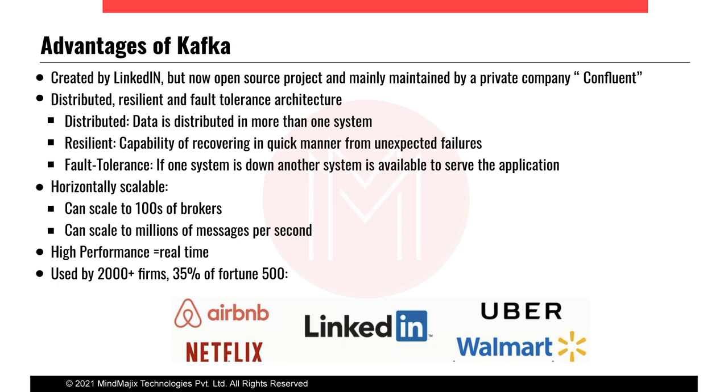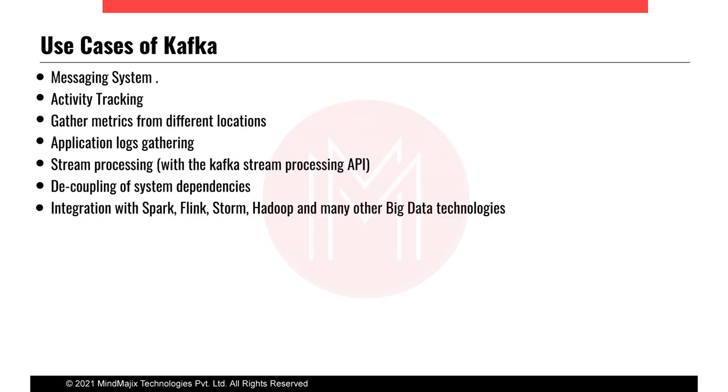Right now Kafka is used by 2000 plus teams. More than 35% of Fortune 500 companies are using Kafka for their messaging systems. If you see Airbnb, LinkedIn, Netflix, Uber, Walmart, all these companies are using Kafka. I read an article recently that Uber is transporting 7 trillion messages per day across the globe. 7 trillion is really huge. Per day, in 24 hours, they are generating 7 trillion messages and successfully processing those messages. Now let's see some use cases of Kafka.